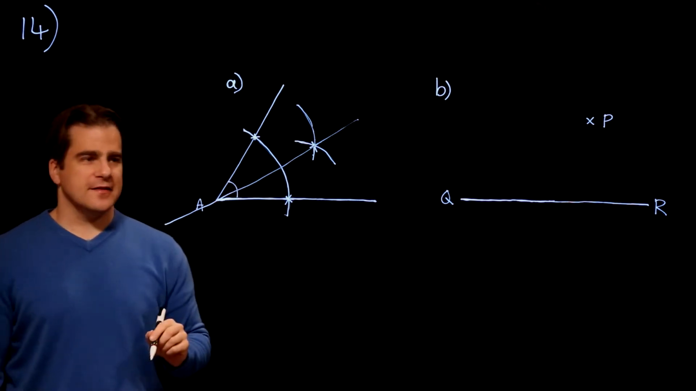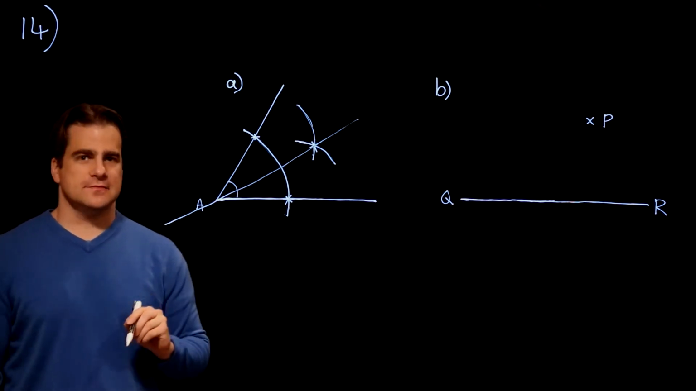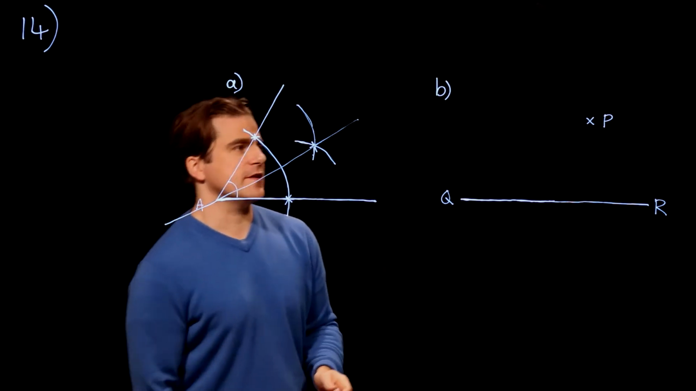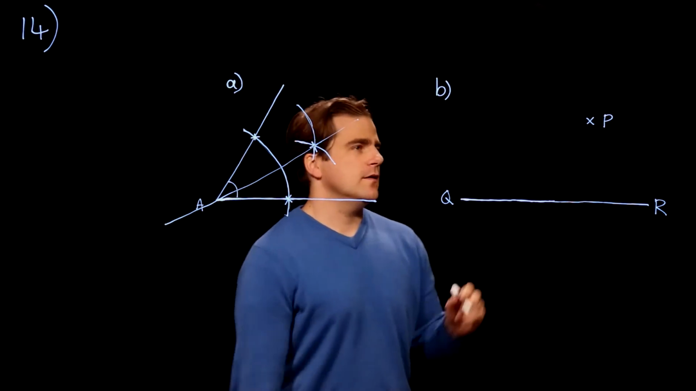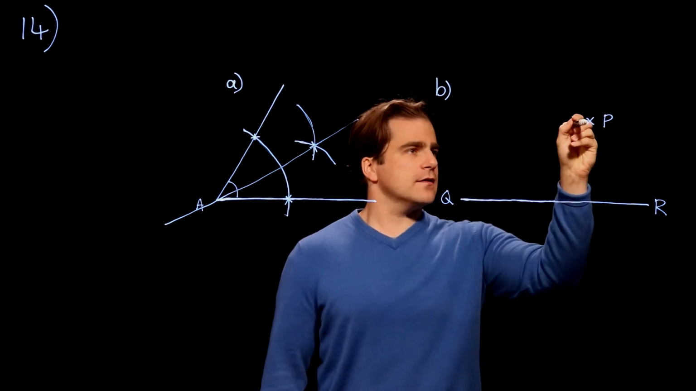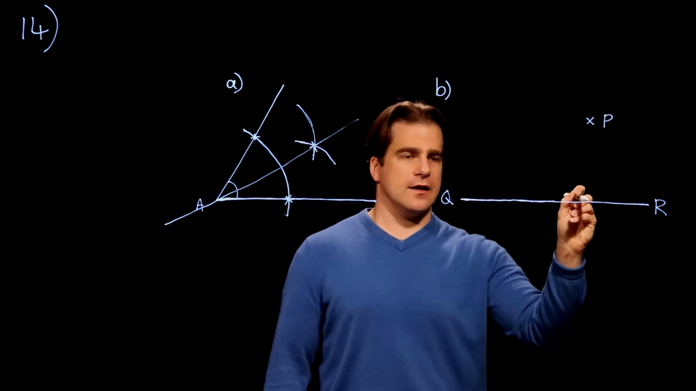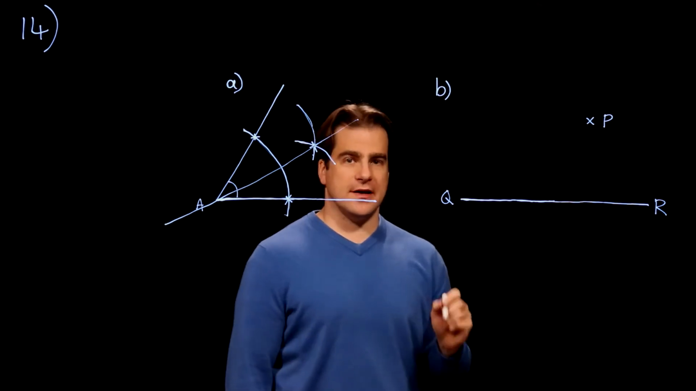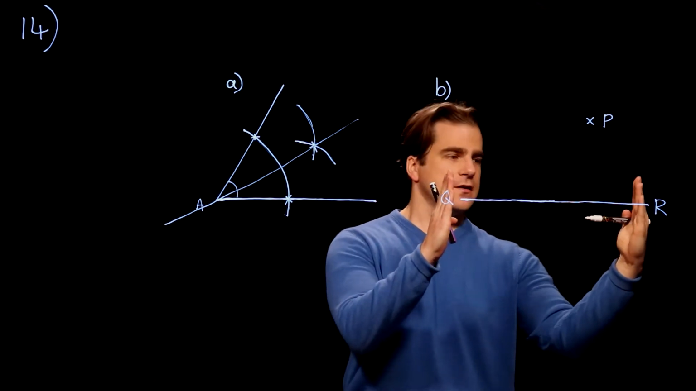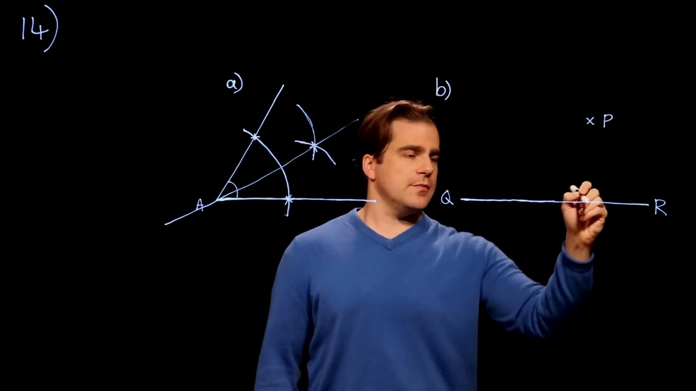I've done it by hand, so it doesn't look like it's bisecting it, but it's correct. Okay, B, get your compass again. What you have to do is draw the perpendicular from P onto this line here. It's not the perpendicular bisector. A bisector is something that cuts a line in two. The bisector of this line would be about here somewhere. It's just the perpendicular.